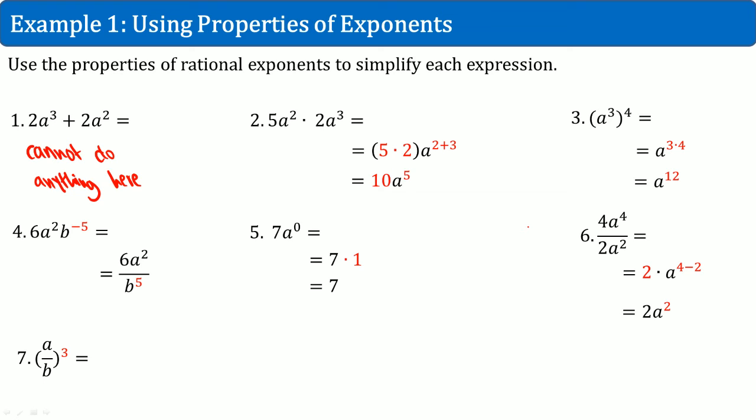Lastly, we have a divided by b to the 3rd power. We saw that the 3rd power can be distributed to the top, which becomes a cubed, and distributed to the bottom, which just becomes b cubed. I wrote y here. This should be b cubed.